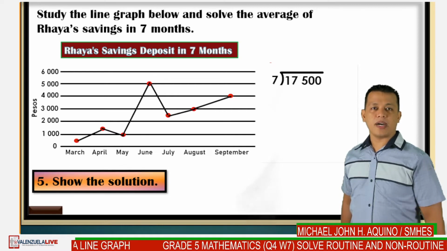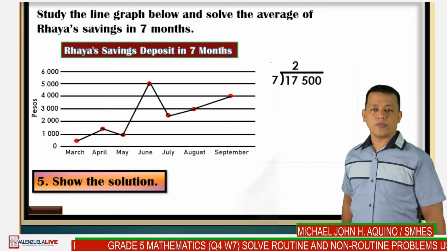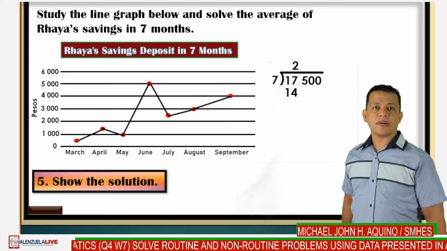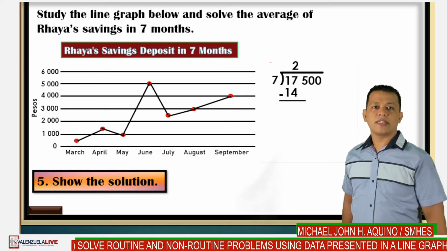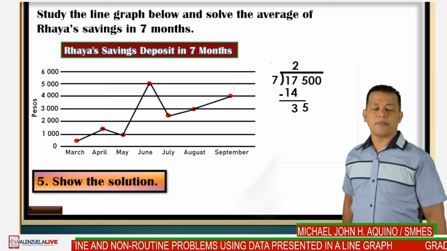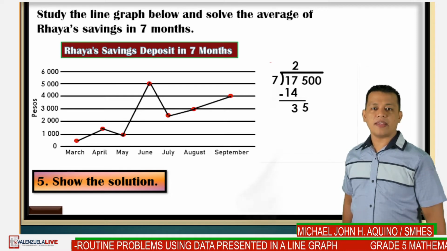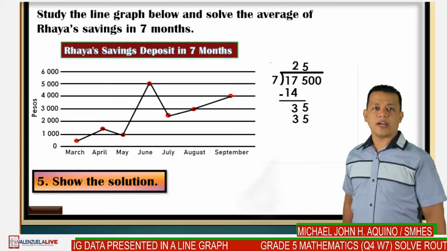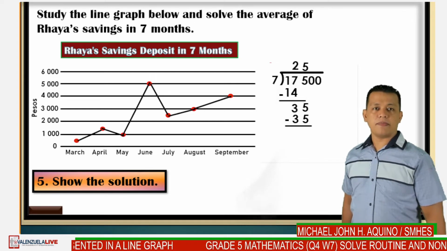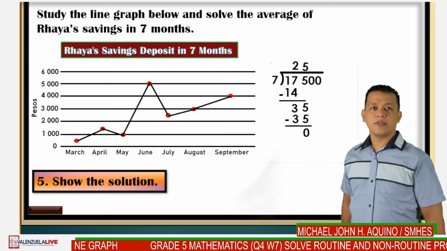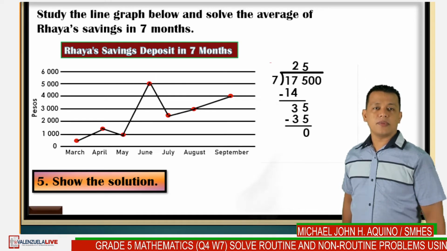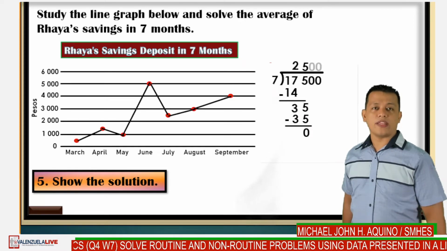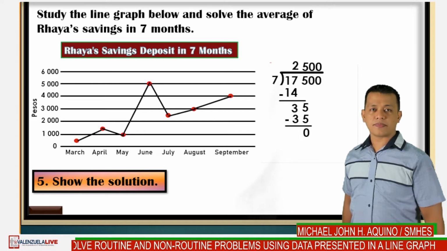17 divided by 7. We get 2. 2 times 7 is equal to 14. 17 minus 14 is equal to 3. Bring down 5. 35 divided by 7 is equal to 5. 5 times 7 is equal to 35. 35 minus 35 is equal to 0. Since all the numbers are 0, we just need to copy the 0s beside the 25. Then we get 2,500.